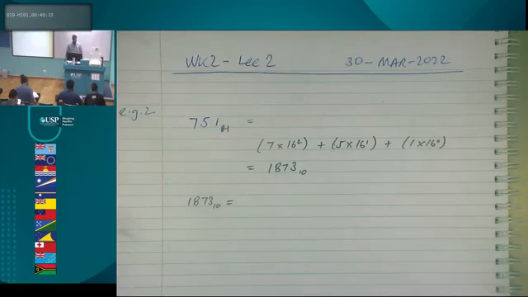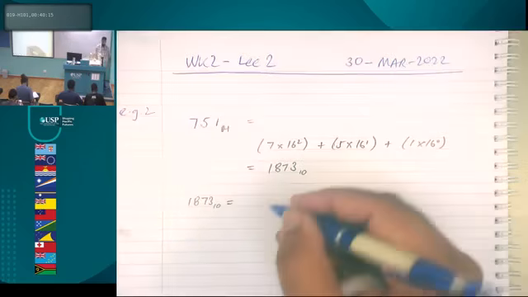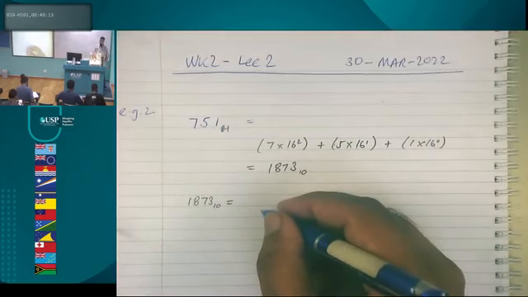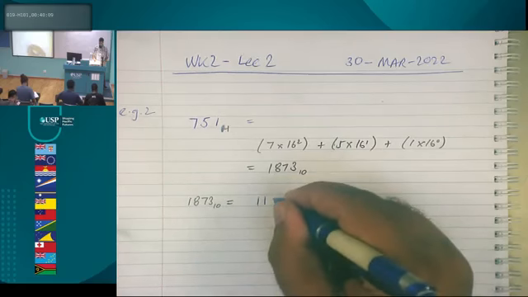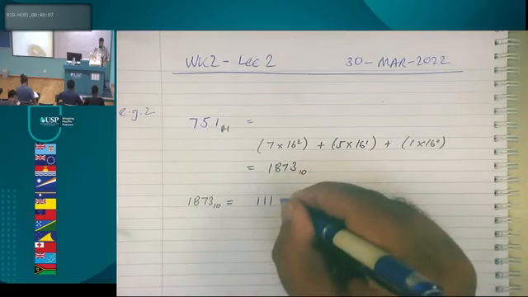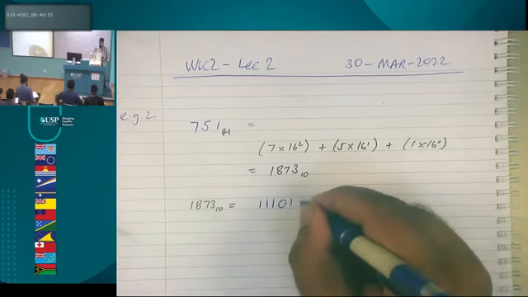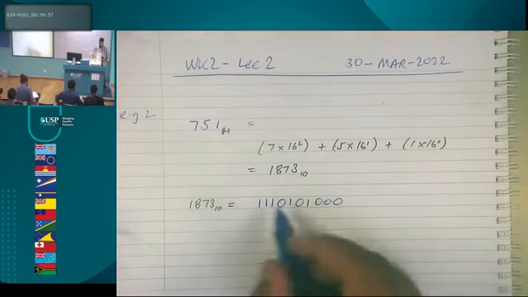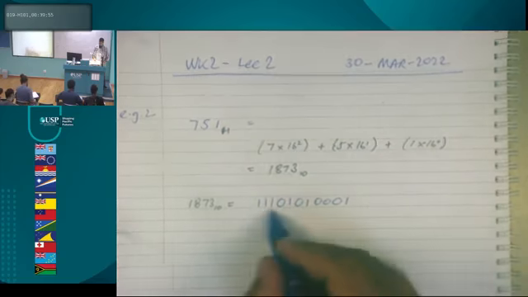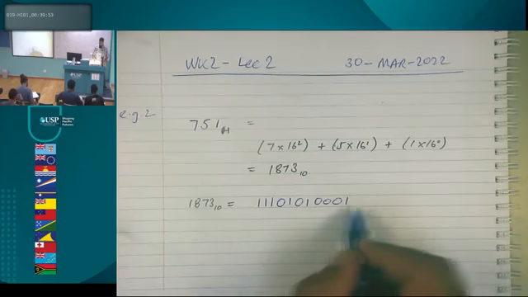All right, answer? Answer in binary. 111, 01, 01, 0001. So you have 111, 01, 01, 0001.